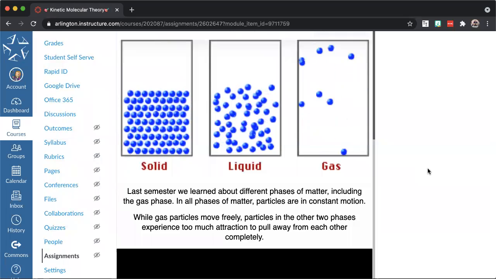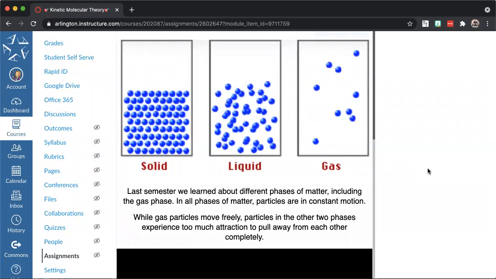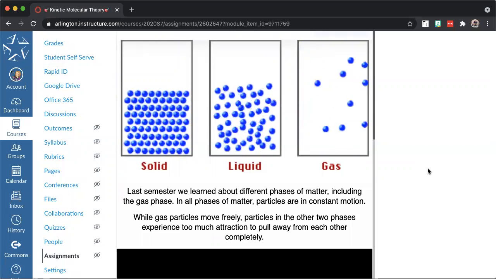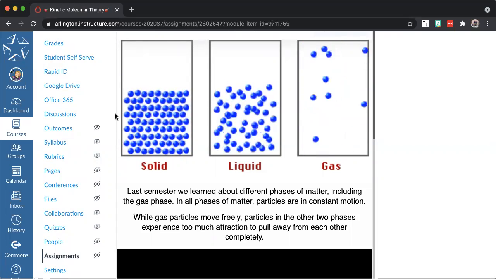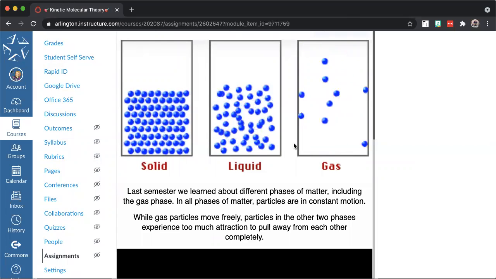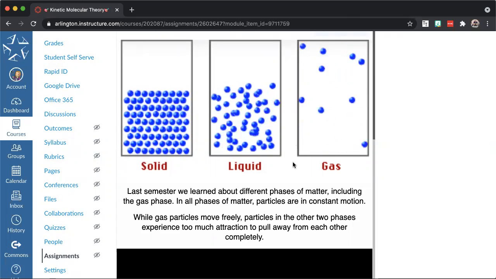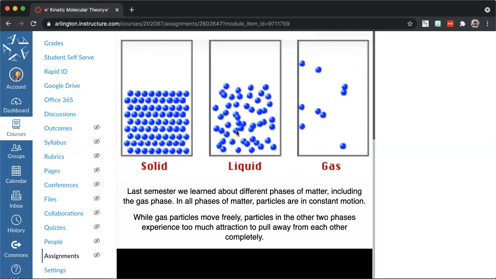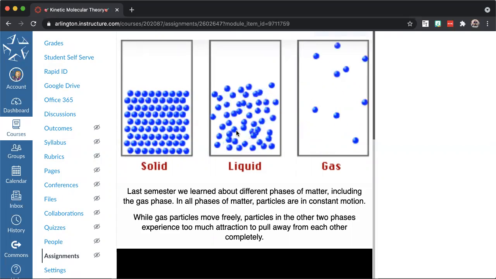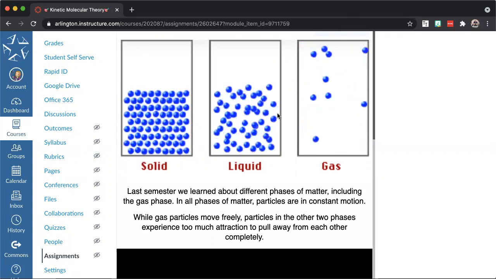So at the beginning of the year last semester, we talked about solids, liquids, and gases. We learned about all the different phases of matter and that gases were included, okay? And so you can see in this image, all particles are always moving. It's just the type of motion that's different. So solids and liquids, because they're so close together, they do have attraction. And so they don't really pull away from each other like gases do. Gases, they're all moving randomly, okay?